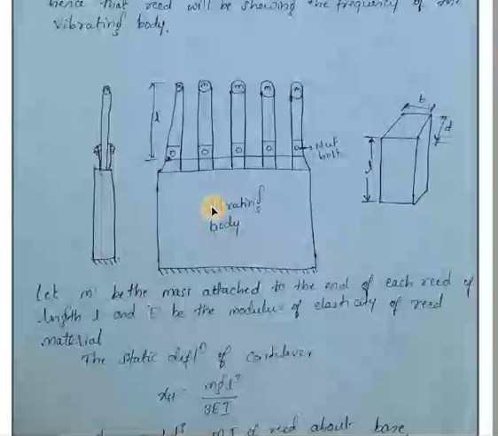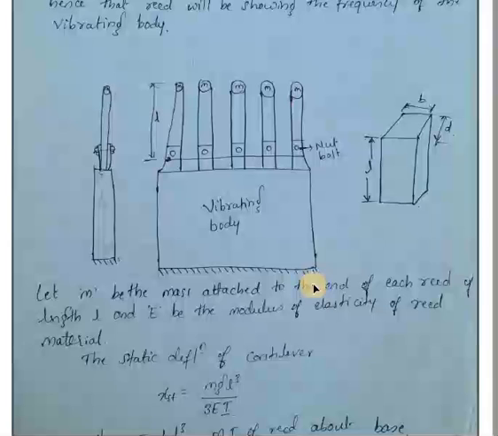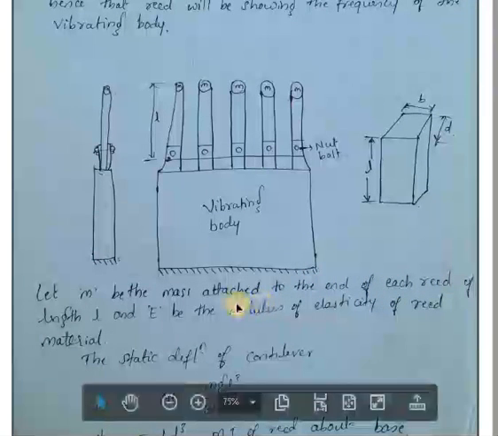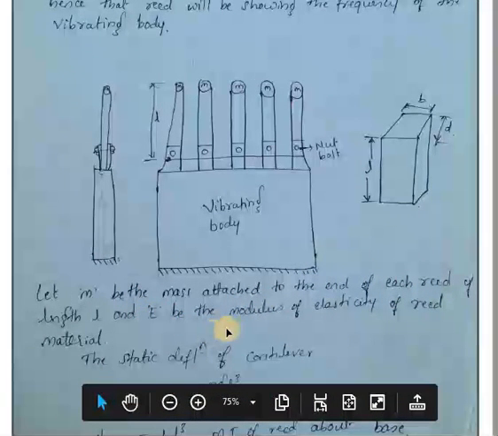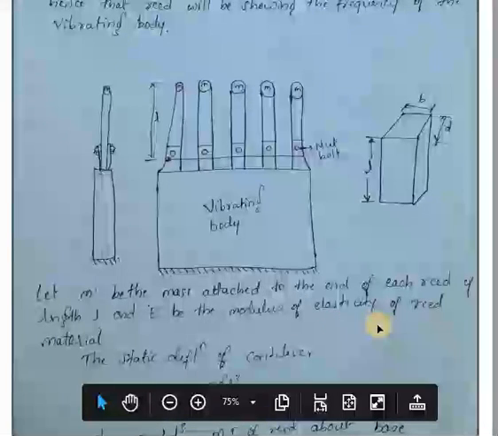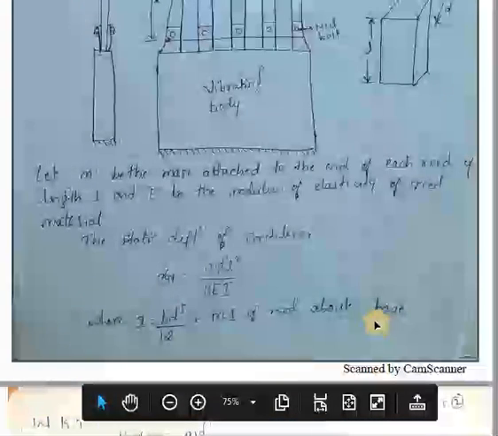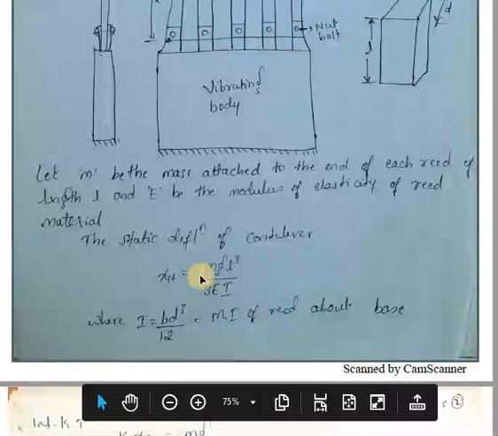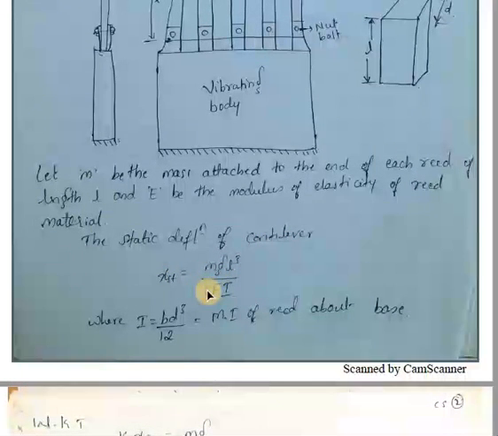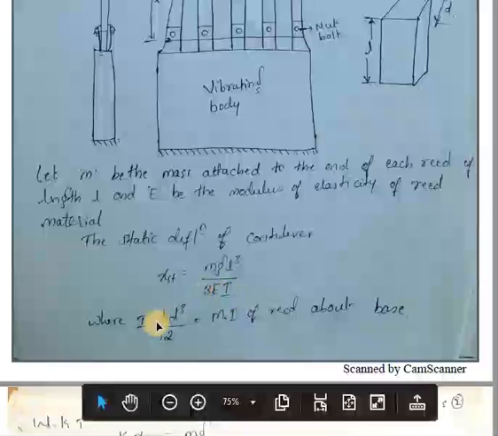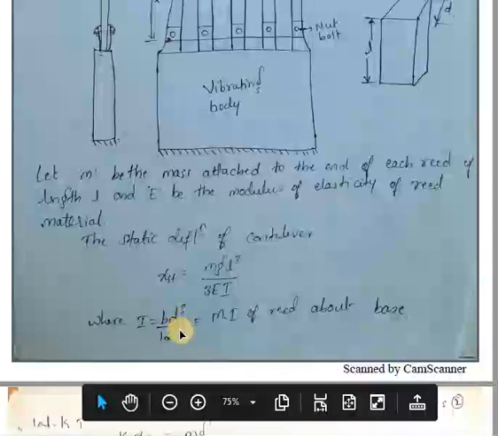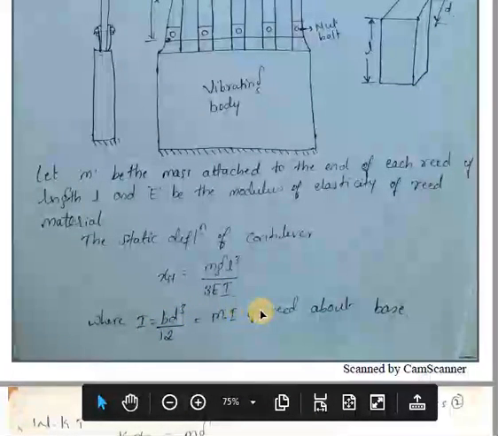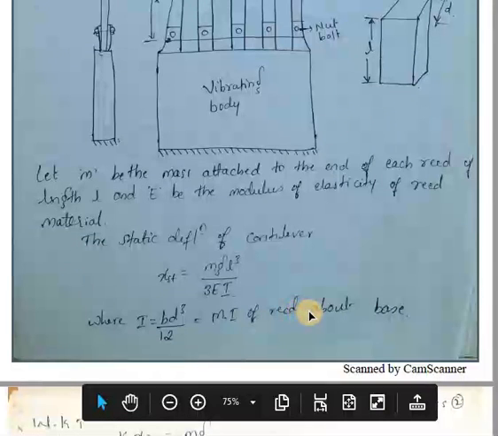Based on that, we can judge the frequency of the vibrating body. Here let m be the mass attached to the end of each reed of length L, and E be the modulus of elasticity of the reed material. The static deflection of the cantilever is given by mg L cube divided by 3EI, where I is given by bd cube by 12, that is, the moment of inertia of the reed about the base.